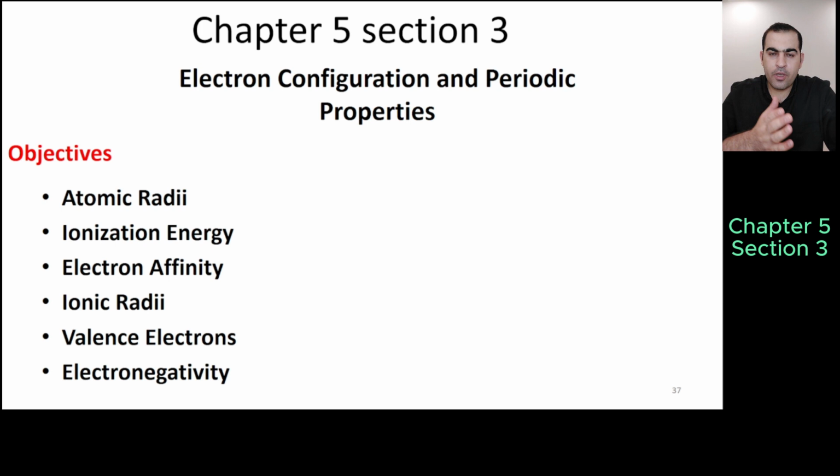Means in the periodic table, as we move from left to right, how atomic radii changes, or as we go from top to the bottom, or as we go down the group, how these properties change. Okay, we start with atomic radii.